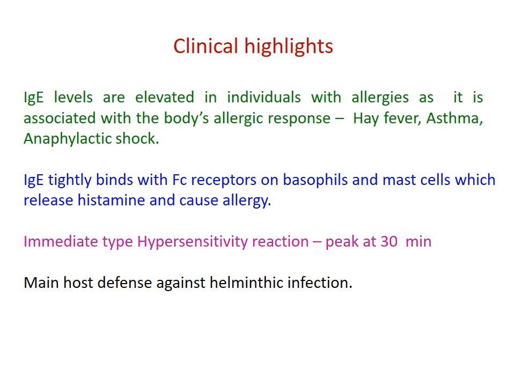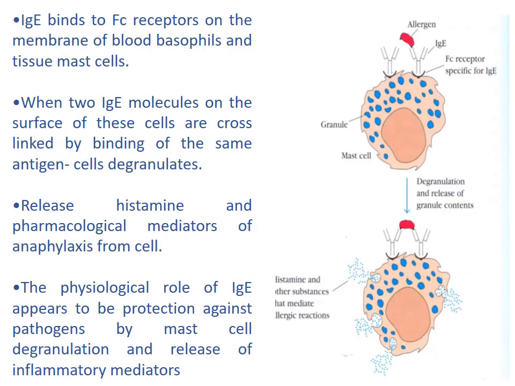So how? IgE is the primary antibody for the allergic response. See, IgE binds with the Fc receptor on the membrane of the basophil and mast cell. Basophils and mast cells are the cells which, if they degranulate, produce the allergic components like histamine and other components which produce allergy. So basophil and mast cell are the storehouse of these allergens.